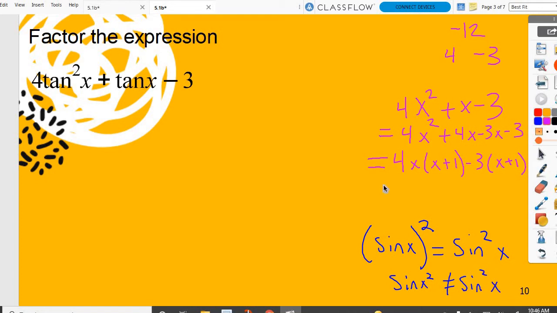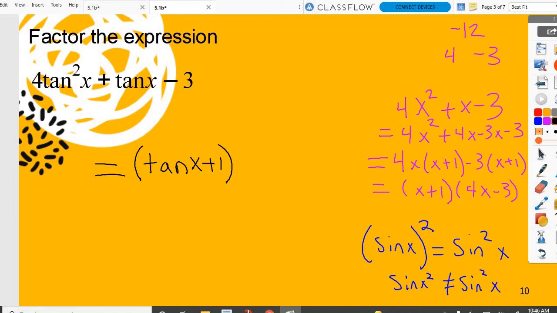Alright, so continuing on, then we have x plus 1's in common. So we factor that out, and we're left with 4x minus 3. So what is that going to factor to if I put my tangents back in? Tangent plus 1. Tangent of x. We have to have some sort of variable.